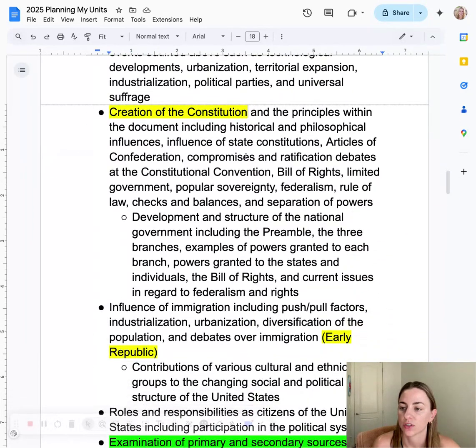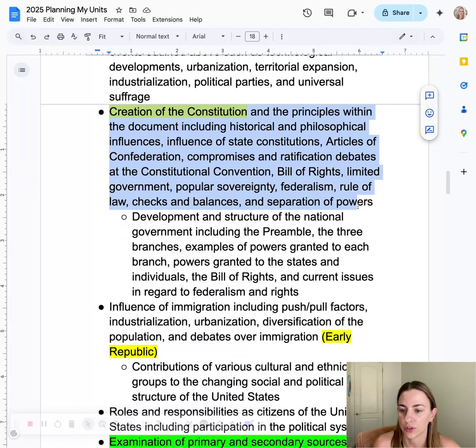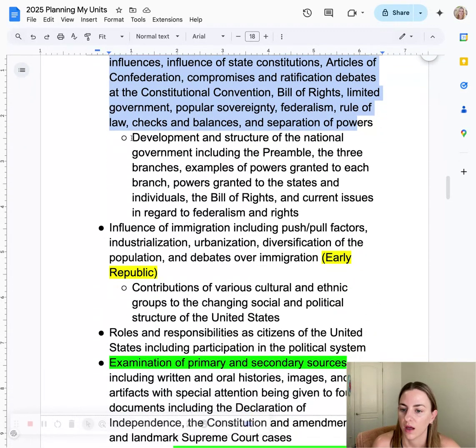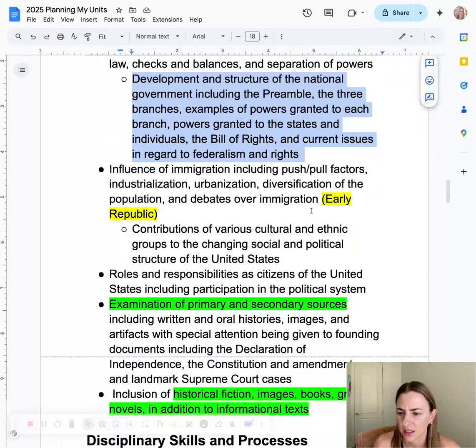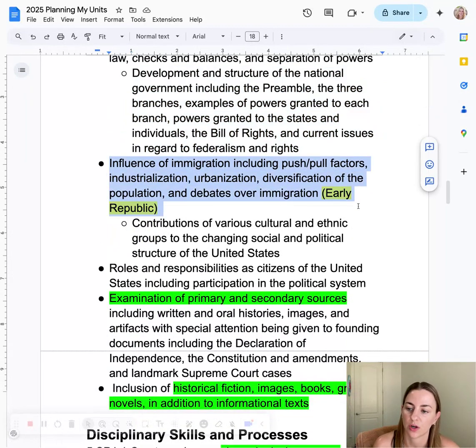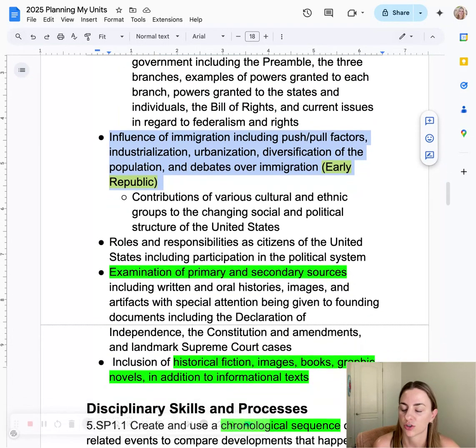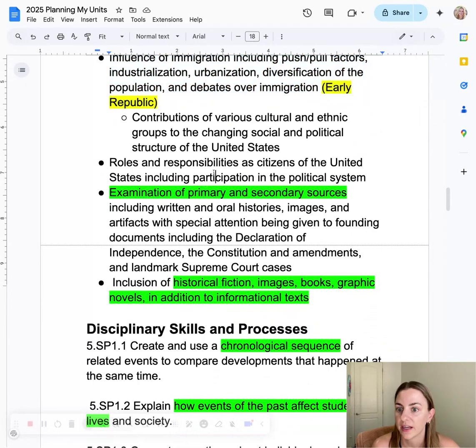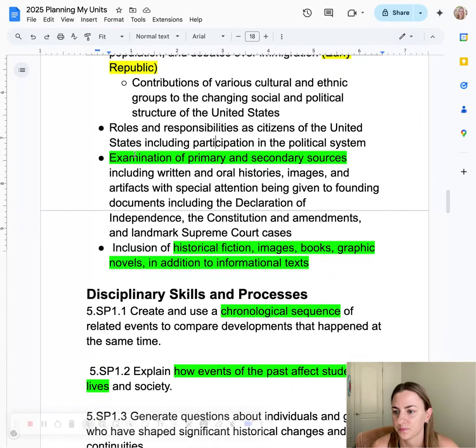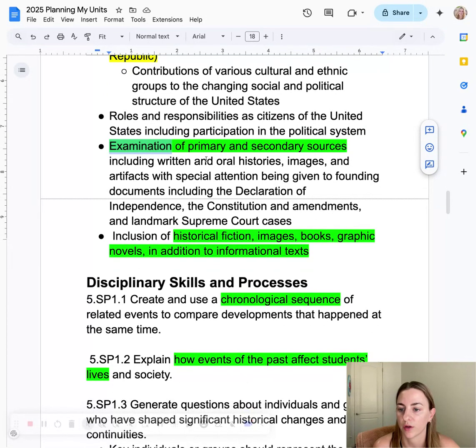And then it goes on. It has a lot about the Constitution. It has a lot about civics. This part is a little more information about that early Republic era with immigration and the Industrial Revolution. And then it starts listing some skills here. This is more civics. Okay, examination of primary and secondary sources, including written and oral histories, images, artifacts. You will probably have something like this in your state standards. So this is the how.